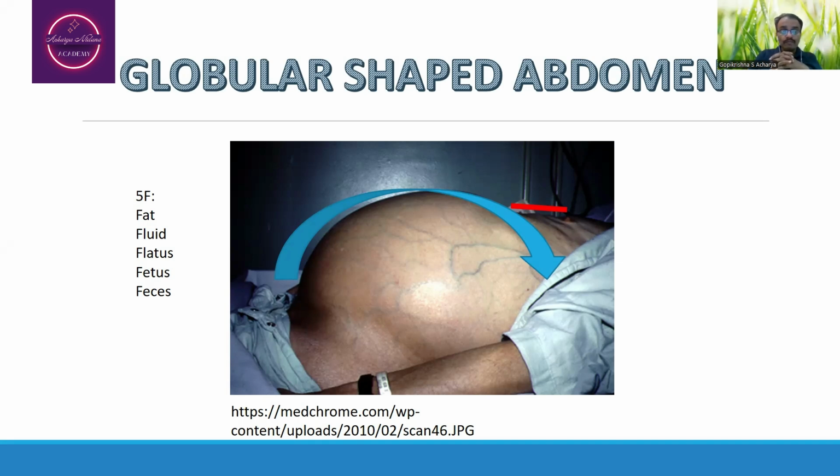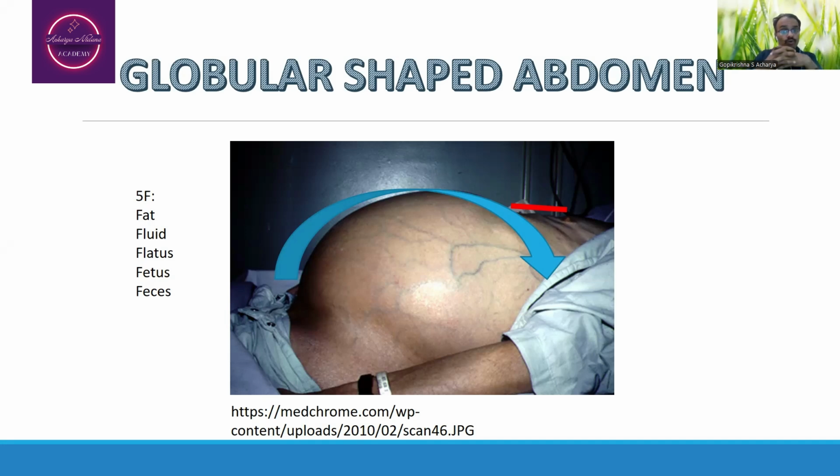So that means fat. If the person is obese, then we are going to have a globular shaped abdomen. Fluid. If there is presence of fluid, that is ascites, the excess accumulation of fluid in the peritoneal cavity, there may be a globular shaped abdomen. Flatus. If the person is suffering from non-passage of flatus through the anus, that is obstipation, there will be a globular shaped abdomen.